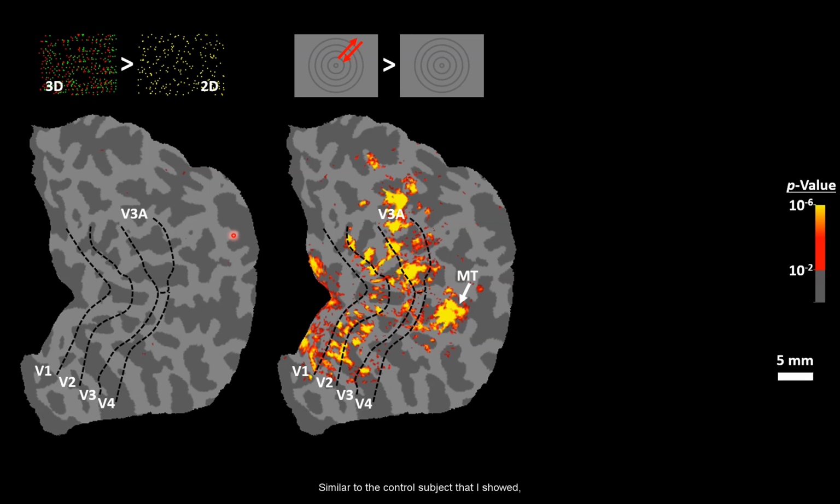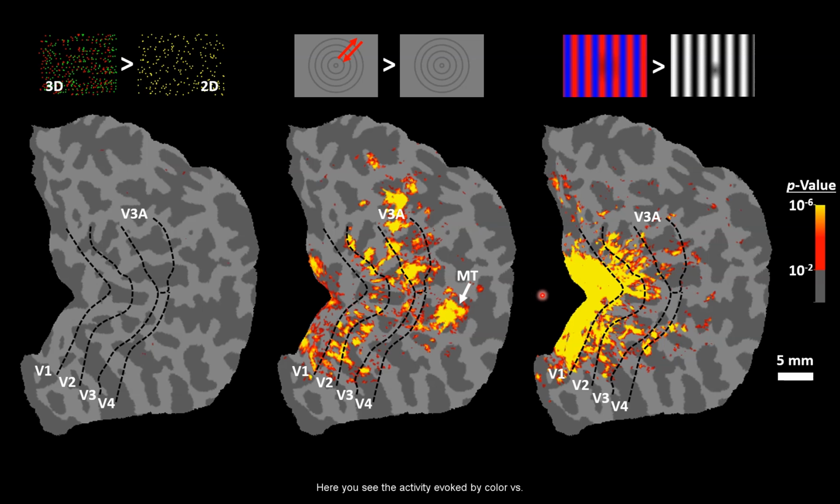Similar to the control subject that I showed, you can see area MT, extension of activity to area V3A, and a stripy activity pattern in V2, V3, and even in V4. Here you can see activity evoked by color versus luminance varying stimuli. Again, similar to the control subject that I showed, you can see activity in V1, V2, V3, and V4. Here again, you see almost no or very weak color selective activity in area V3A.